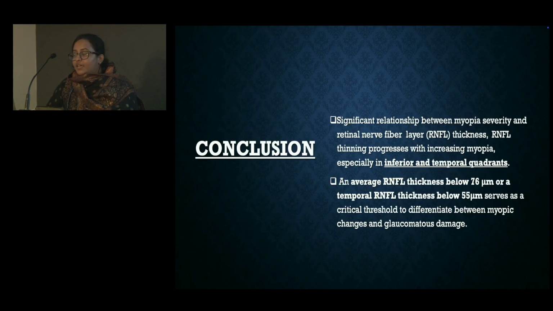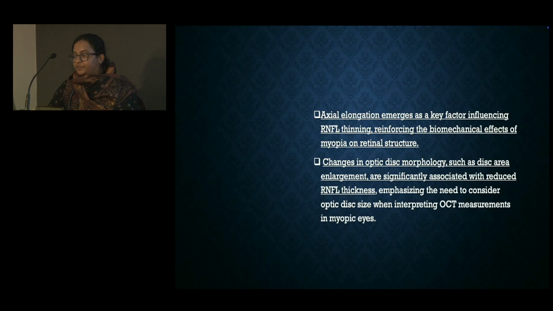Conclusion of my study: there is a significant relationship between myopia severity and RNFL thickness, and RNFL thinning progresses with increasing myopia, especially in inferior and temporal quadrants. An average RNFL thickness below 76 micrometer or temporal RNFL thickness below 55 micrometer serves as a critical threshold to differentiate between myopic change and glaucomatous damage.